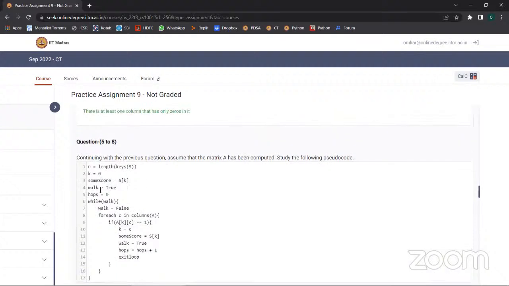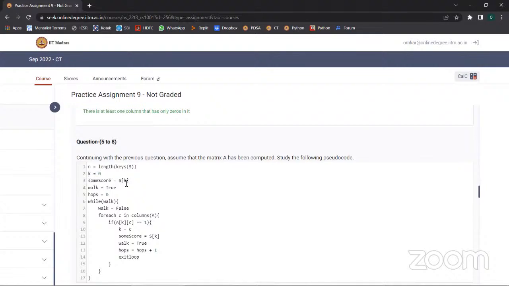Okay. So n is length of keys of S. That means n is the total number of students in the data set, because keys of S will give us the total number of keys, and that's the total number of students in the database. K is 0. It's some integer variable. We'll know why it is used.